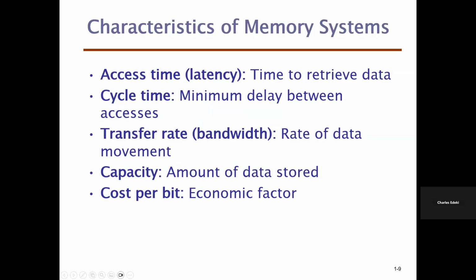So next we talk about the characteristics of a memory. This is straight from our textbook. The characteristics of memory: first, the access time, the latency. We want to reduce that time. That's the goal. Then we have the cycle time and transfer rate. For transfer rate, we say the bandwidth will solve it.